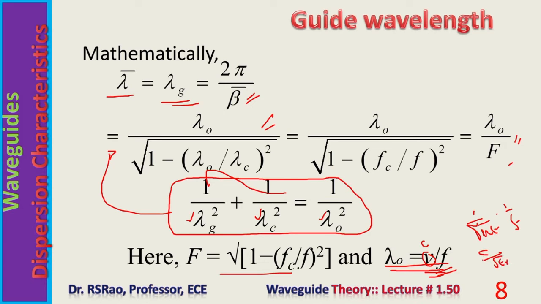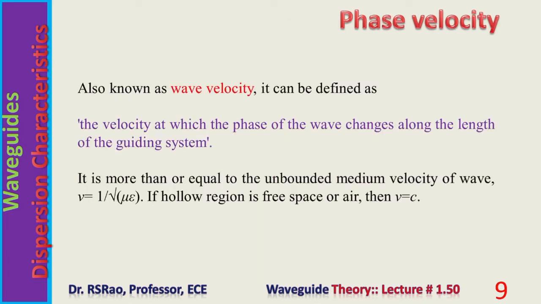Otherwise, in ordinary cases, I want you, viewer, to notice this particular point. Now, wave velocity or phase velocity is defined as the velocity at which the phase of the wave changes along the length of the guiding system. It is more than or equal to the unbounded medium velocity, which is V equal to 1 by root mu epsilon. If the hollow region is free space or air, then V becomes c. As already mentioned, this is one of the three quantities that are discussed under dispersion characteristics.